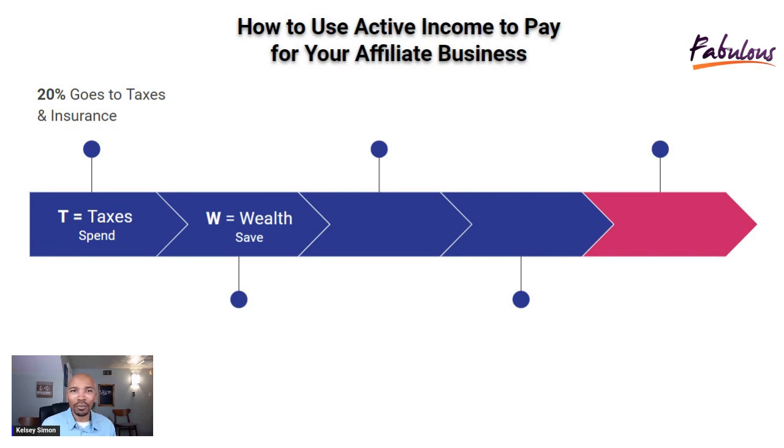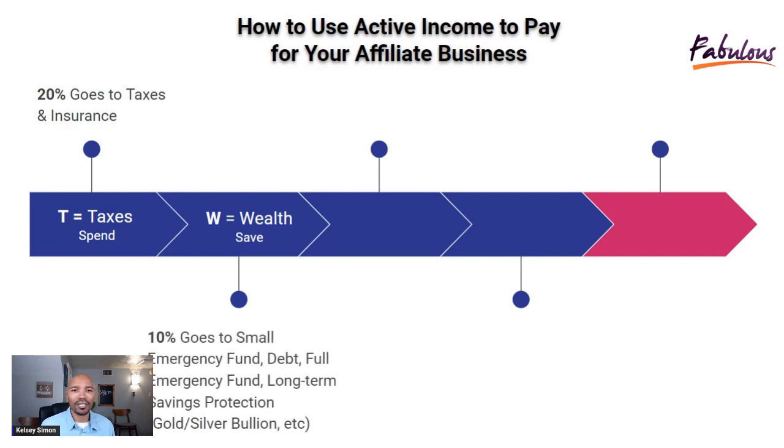The W as a part of TWCGO is wealth. So this is your savings. And you're going to take 10% of your active income, and that's going to go towards savings like a small emergency fund, debt, a full emergency fund, long-term savings protection, such as maybe purchasing gold and silver, those type of things.